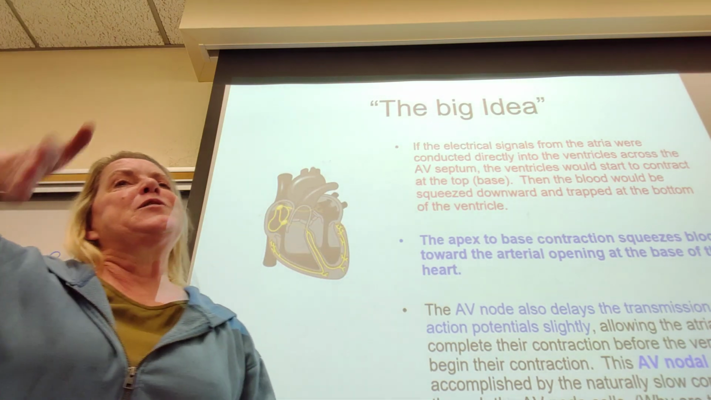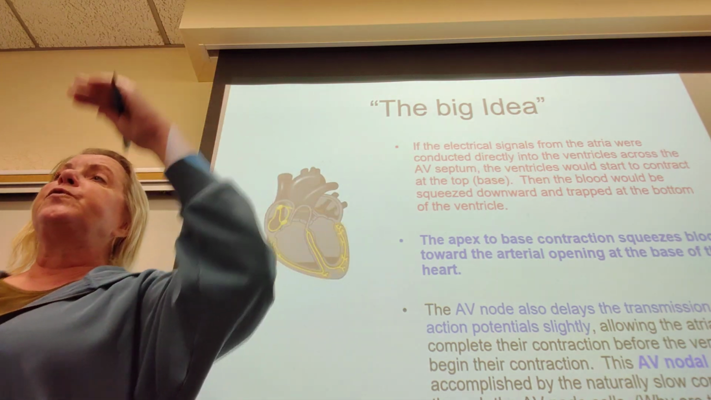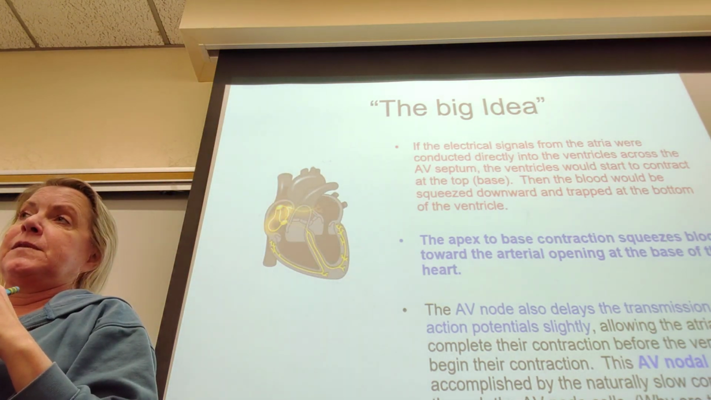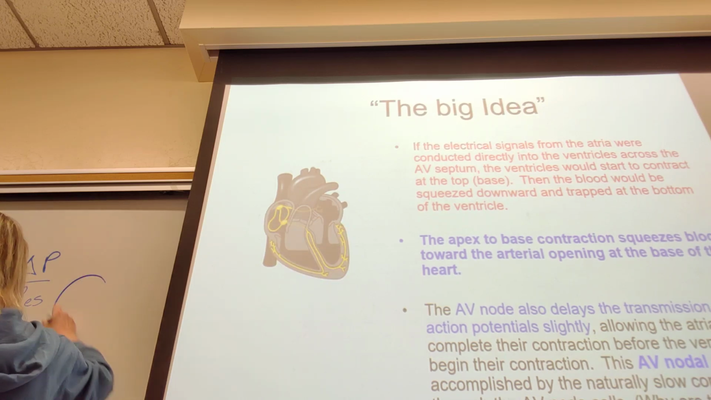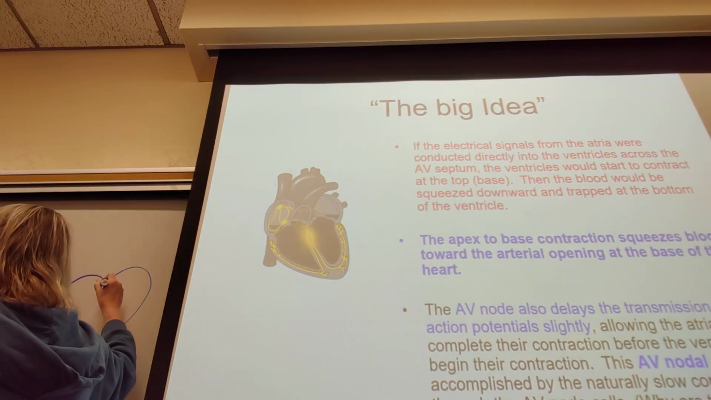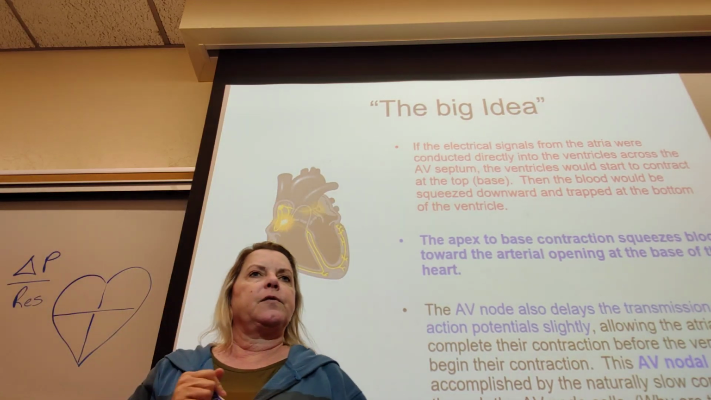But there's also an interatrial septum, and there's also an atrial ventricular septum. You see, you can almost draw the heart in my poorly drawn way so that you can see the 4 chambers.